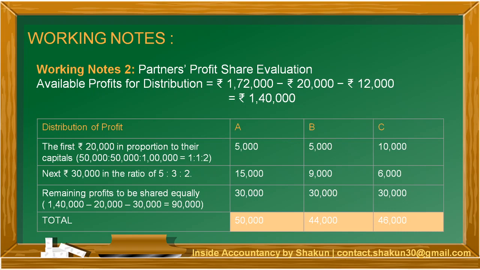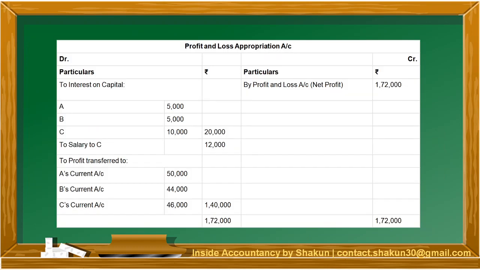Now the remaining profits are to be shared equally. Now what are the remaining profits? Out of total divisible profit 1,40,000, 20,000 has been distributed in capital ratio, 30,000 has been distributed in 5:3:2. So the balance of the profit that is available is 90,000, which will be shared equally, amounting to 30,000 for A, 30,000 for B and 30,000 for C. Therefore, the total profit which will be given to A is 50,000, for B it is 44,000 and for C it is 46,000. Let's have a look at the profit and loss appropriation account.